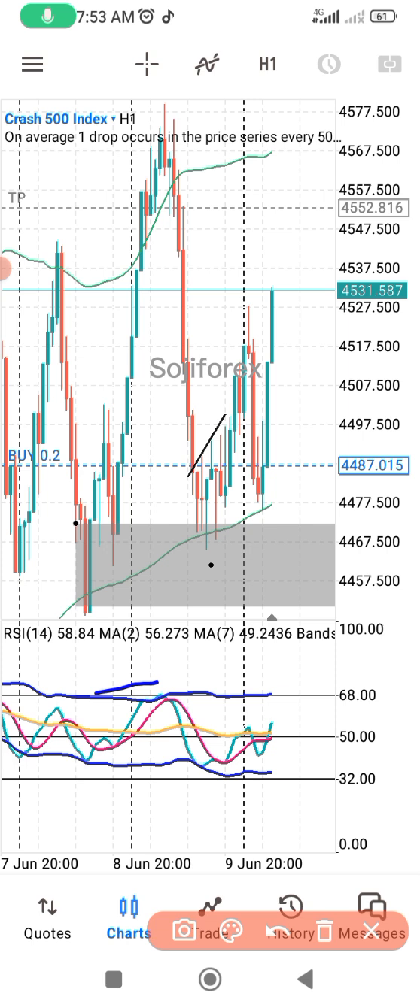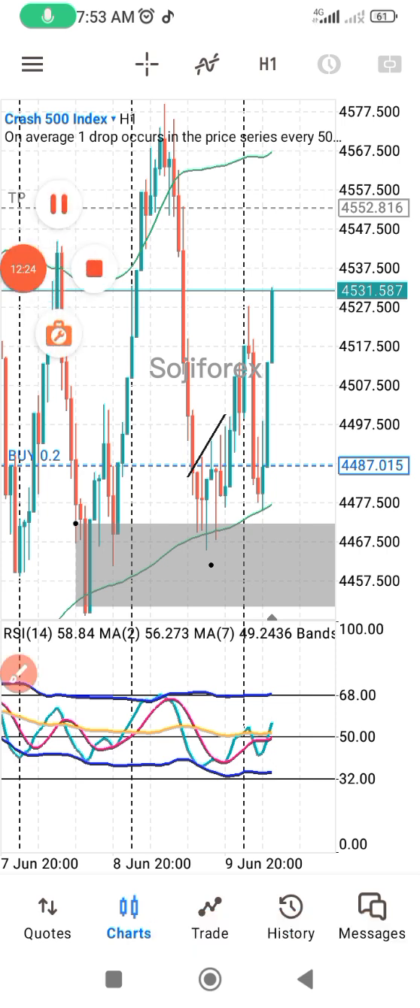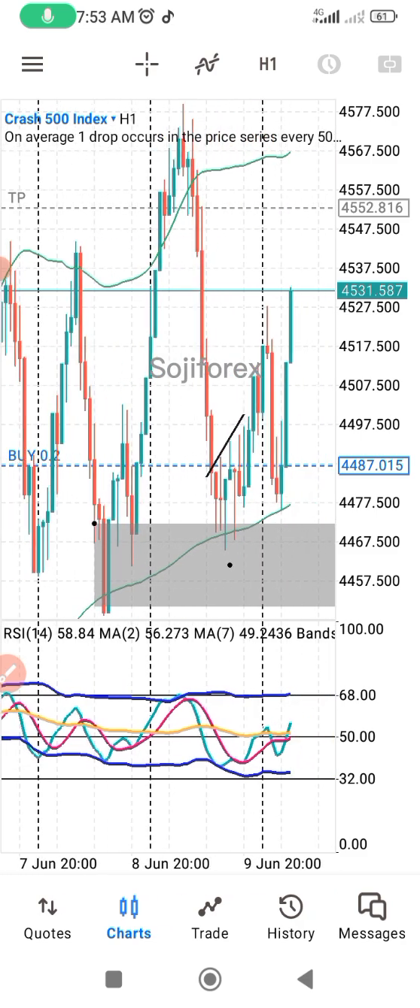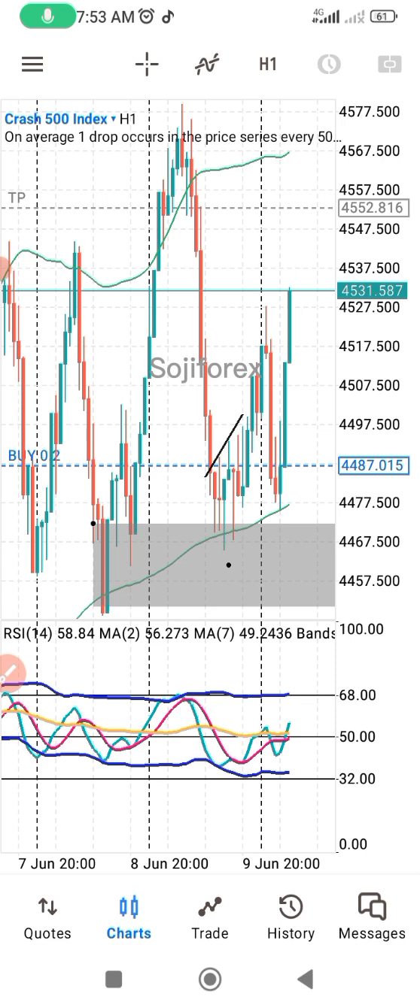Okay, so in that zone, it is an uptrend, and I am not looking for opportunity to sell. I know this is a bullish force. I am looking for a buying opportunity, and you can see it playing out.